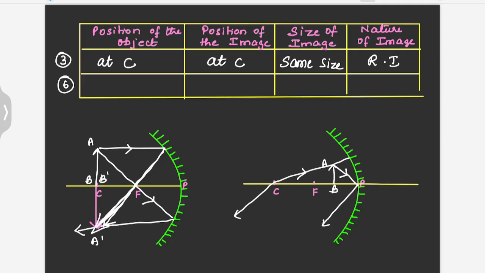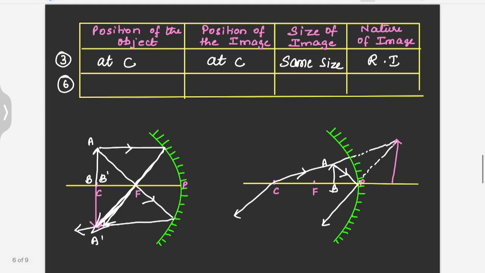So now where these 2 points are meeting, you have to join this behind the mirror like this. Extend it through behind the mirror. So they are going to meet at one particular point. So this is the place where the image is formed. So I'll write here, this is the place where the image will be formed. So here this is A dash and B dash.